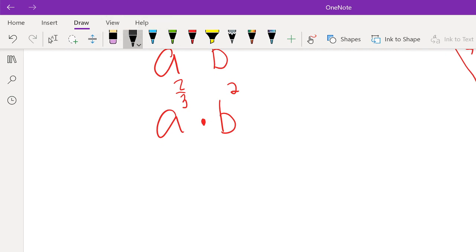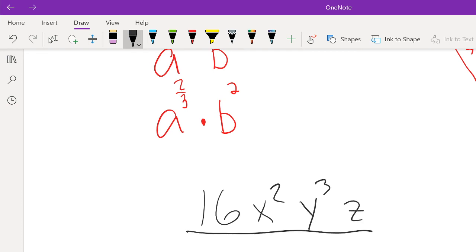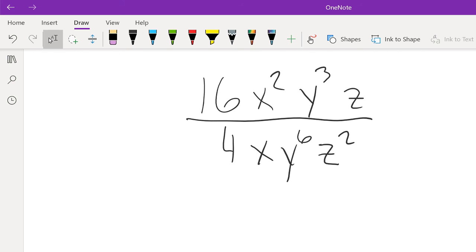Let's say we've got 16x squared y cubed z over 4x y to the 6th power z squared. Okay, this is really crazy, right? We'll probably end with this one today. So let's just take it step by step.